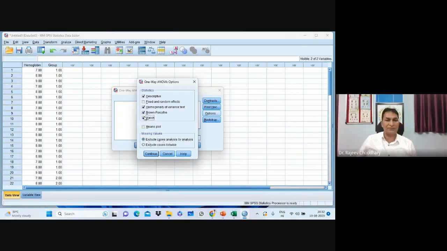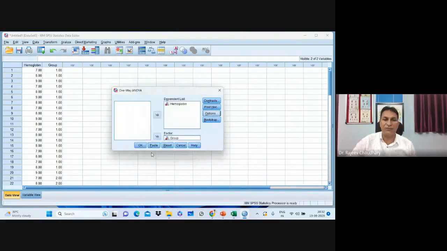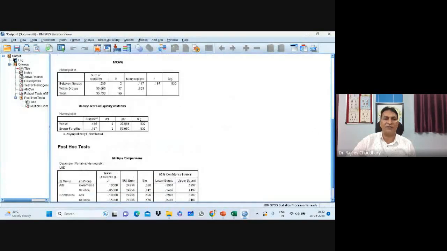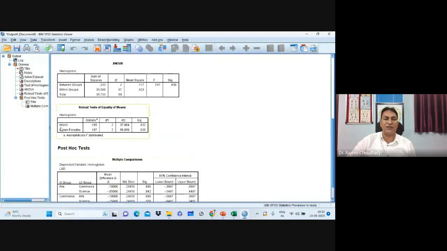Is it okay? Okay, sir. Continue. Click on OK. The result of the Brown-Forsythe and Welch tests will be in front of you. See the result of the Welch test. It is also insignificant. The obtained significance value is 0.832, and for Brown-Forsythe, the value is 0.830. More or less, the value is the same. Both tests, Welch and Brown-Forsythe, fulfill the same objective.